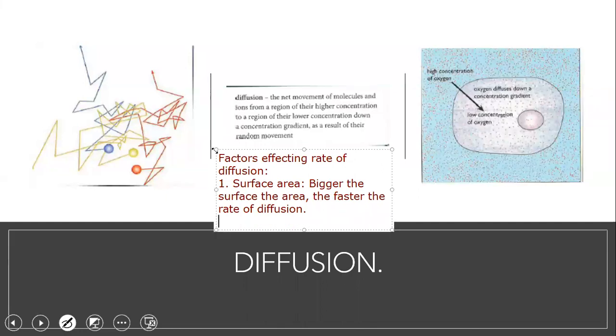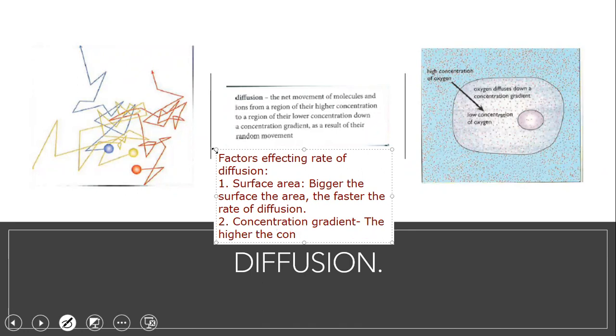Then what other factors do we have? We have concentration gradient. The higher the concentration gradient, the faster the rate of diffusion. How do we explain this particular point? Imagine that we're standing at the top of a hill. One hill is very steep, it's really high. The other one is a bit flat. When you are running down the steep hill, it will be easier to get down because it is steeper as compared to a flat hill.